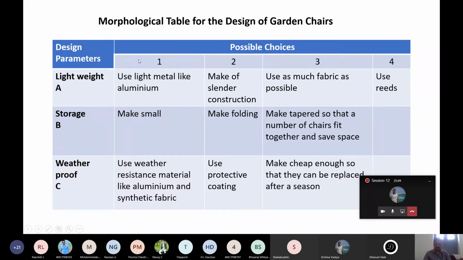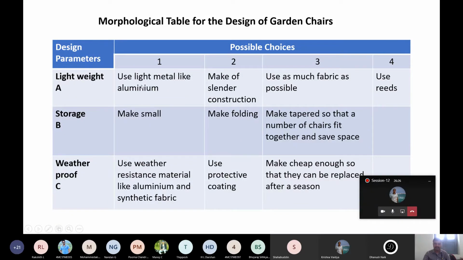You have seen different types of chairs. It may be a plastic chair, it might be a metallic chair, or it may be a chair made of wood, or a chair made of bamboo. You have seen many types of chairs, various designs of chairs. So if you consider the first design parameter, lightweight, what are the possible ways in which you can achieve this design consideration?